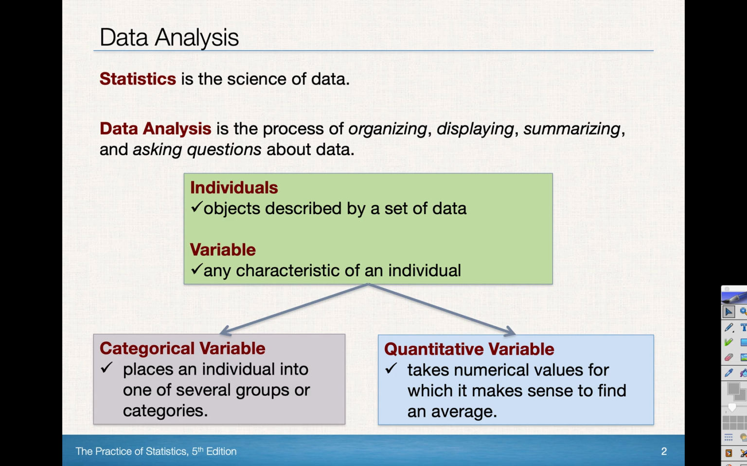Quantitative variables is when your individual takes a numerical value, such as your height or your weight. Those are numerical values, and those are quantitative variables. And anything that makes sense to take an average of or find the mean can be defined as a quantitative variable.